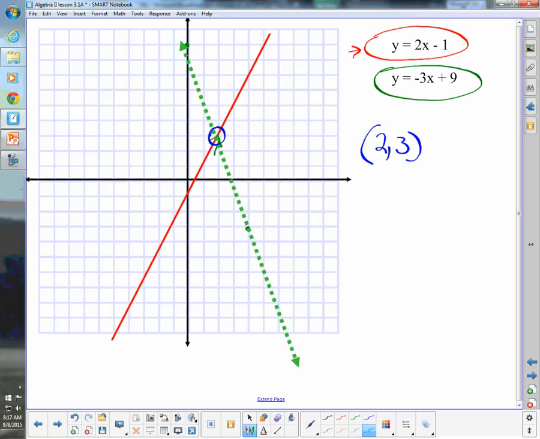If I put it into the red equation, I get 3 equals 2 times x, which is 2, minus 1. 4 minus 1 is 3. That's true.